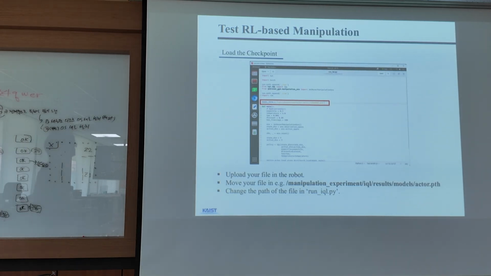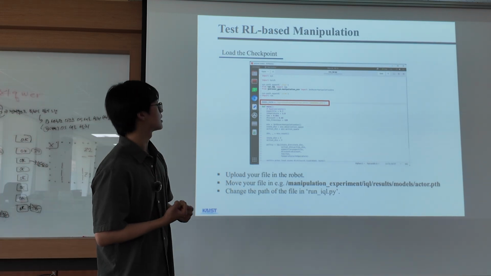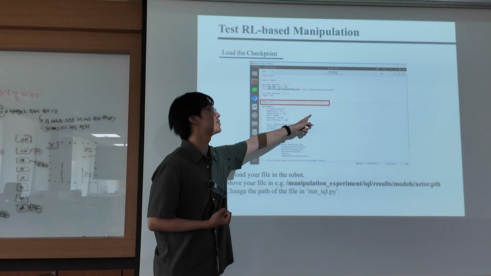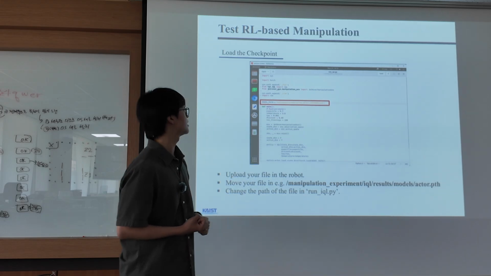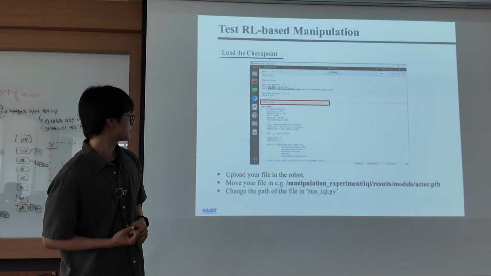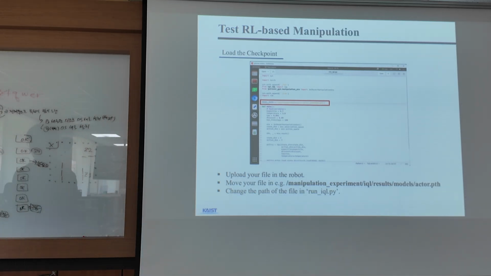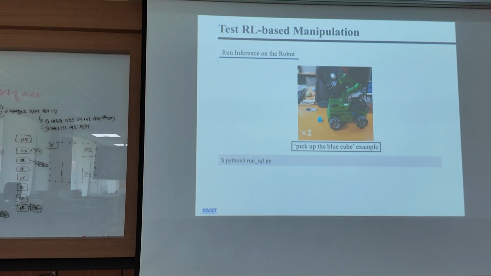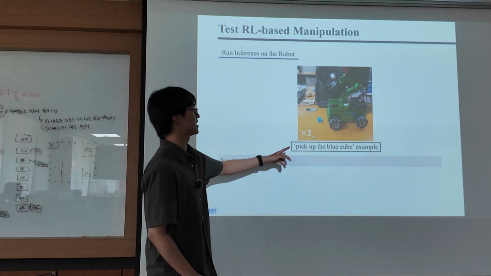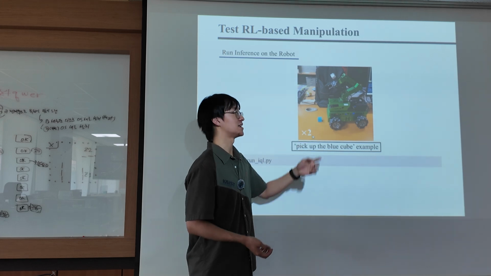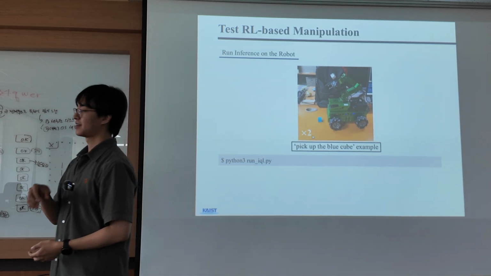So inside the robot, again, after getting the actor checkpoint file, you should decide the model path and upload it, changing the path of the file in run-iql.py. After that, you will run these functions. If the cube is in front of the robot, it will pick up the cube.